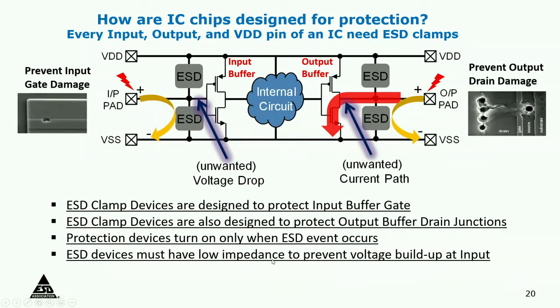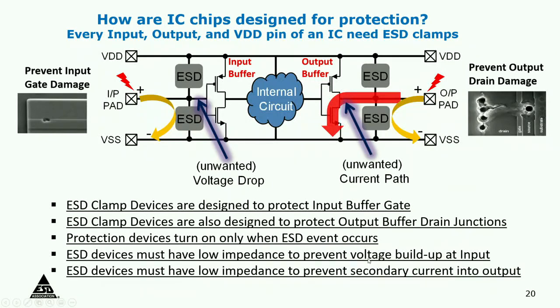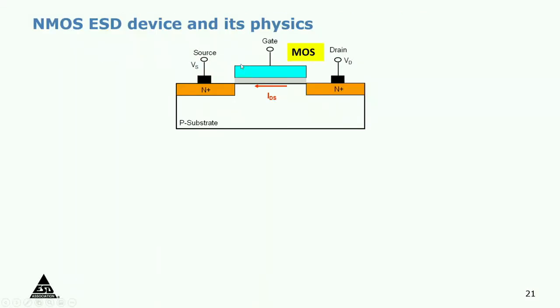ESD devices must have low impedance to prevent voltage buildup at the input, and ESD devices must have low impedance to prevent secondary current into the output. So the devices must have small capacitance, have low impedance, but must be able to turn on very quickly. Turn on and turn off. That's their only purpose, okay? That's the whole idea of an ESD protection device. Now there are many kinds of ESD devices. I'm going to very briefly tell you a few of them.